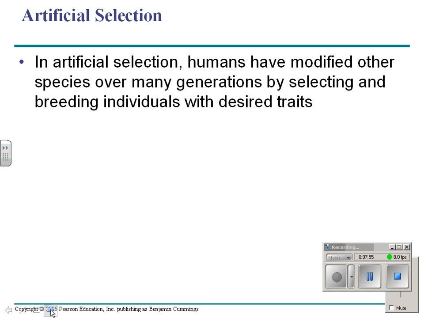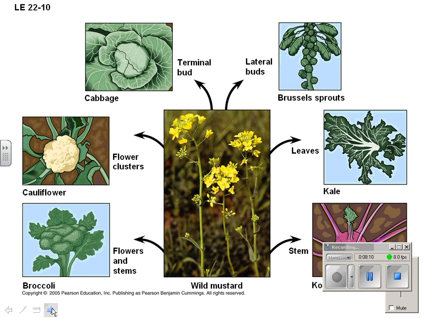So some support then for Darwin's theory, and the first support comes from the idea of artificial selection, that we have been able to modify species over generations. We have been able to select and breed individuals with desired traits. Here's an example I like to use.